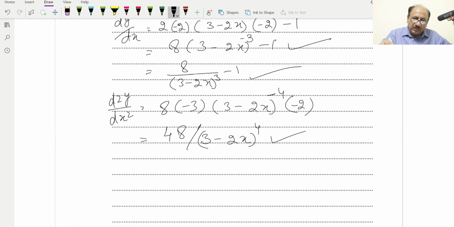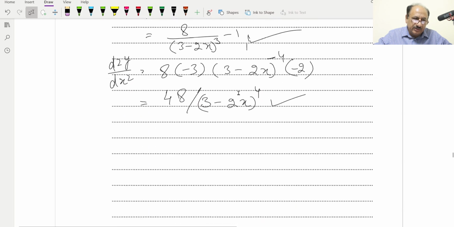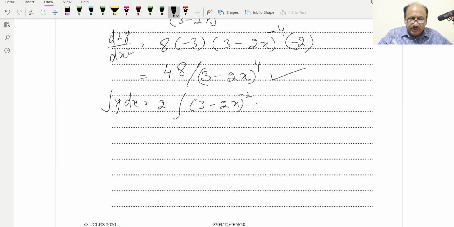Now the first order derivative is done, the second order derivative is done, and the next thing we have to do is the integral of y dx. So the integral of y dx will be equal to what? The integral of 2 and 2 times the integral of (3 minus 2x) raised to minus 2 dx, and minus the integral of x dx.